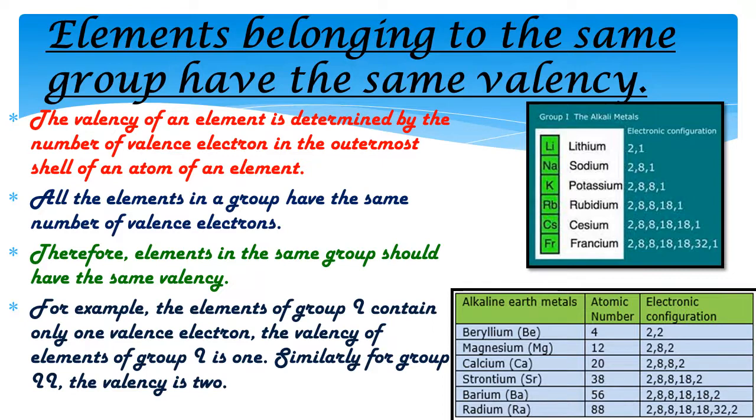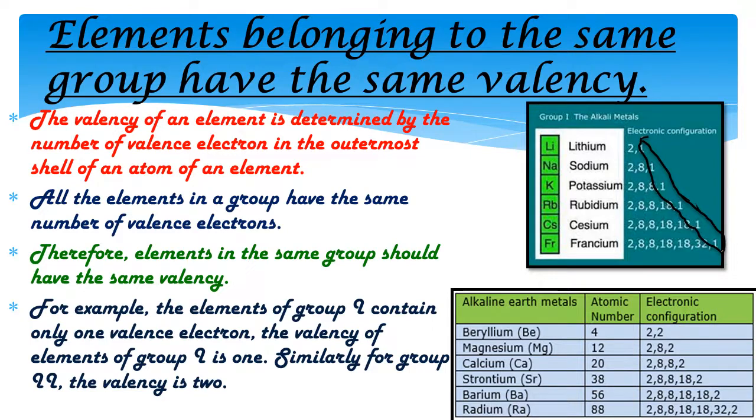And here if you observe the electronic configuration of the group 1 elements, that is the alkali metals, you will observe that in the last shell of these elements, the same number, that is one electron, is present. The number of shells is different, but the number of electrons in the last or outermost shell is the same, that is 1. So the alkali metals belong to the same group, that is why the valency of group 1 metals is the same.